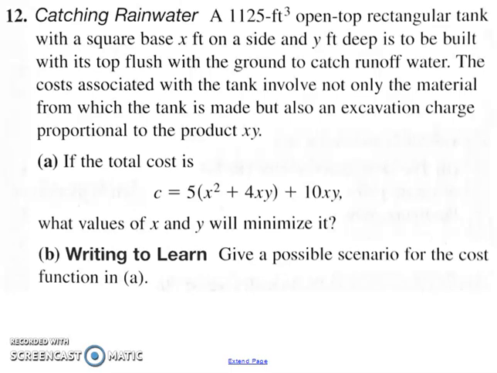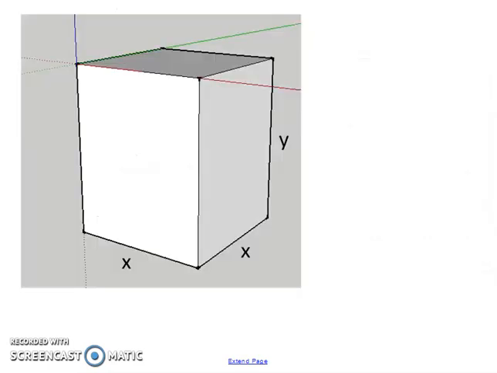Right. This is example number 2 for the optimization problems. So we're asked to consider an open-top rectangular tank with a square base x feet on a side and y feet deep. Before I go any further, I'm going to show you a picture that I created in Google SketchUp, and I've even imagined the cistern or the tank being underground.